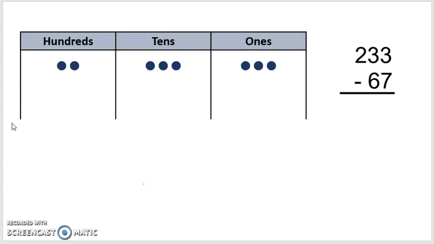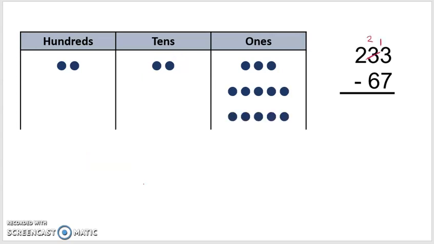233 minus 67. So 233 is 2 hundreds, 3 tens, and 3 ones, and we want to take away 67, which is 6 tens and 7 ones. So obviously, starting with the ones, you cannot take 7 ones from 3, so we need to exchange. We're going to take one of these tens and exchange it for 10 ones, as so.